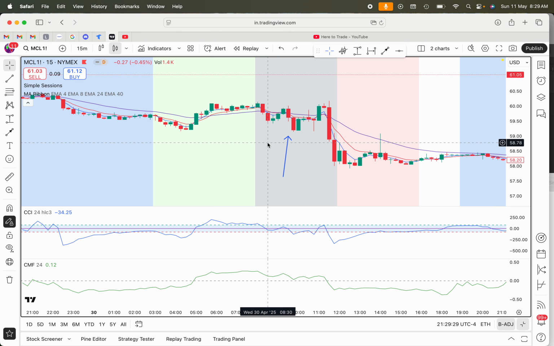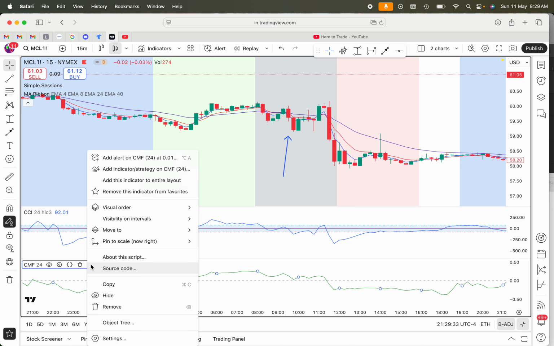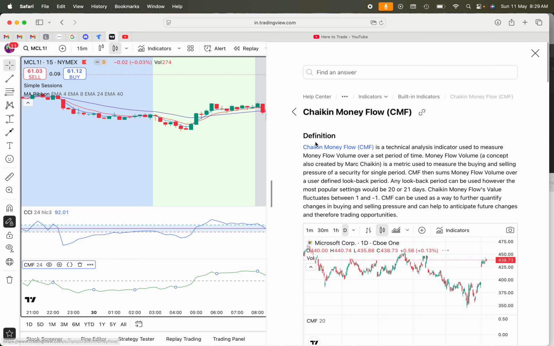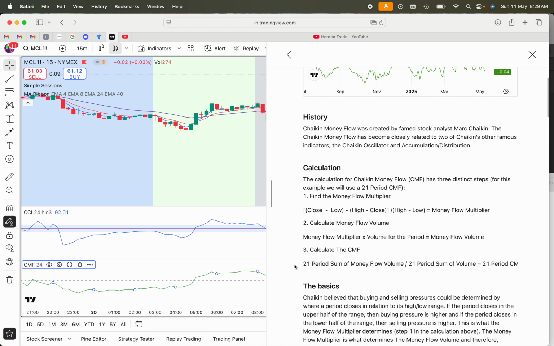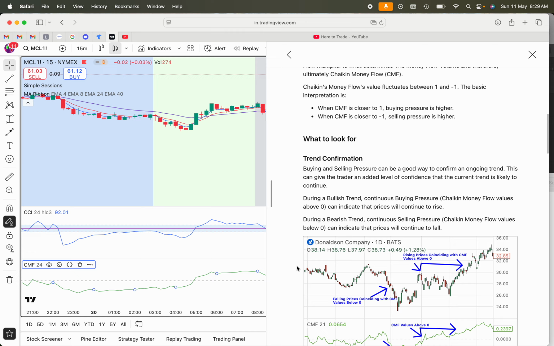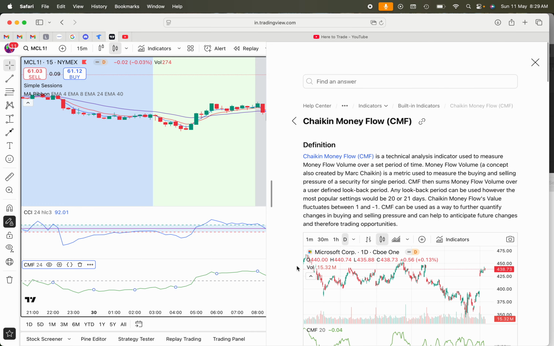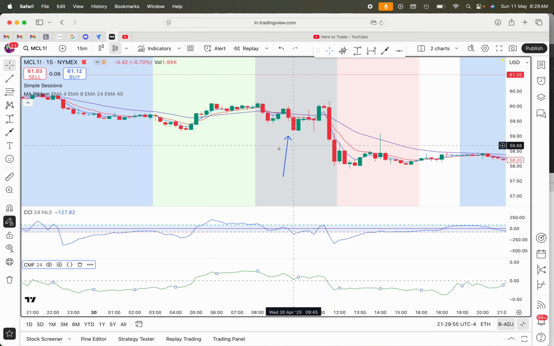In this video, we're looking at another indicator down below. It's called the CMF, otherwise known as the Chaikin Money Flow. Okay, this is TradingView. Just get in there and read all about it. You can get in here and it gives you everything you need. But the way we're looking at it today is using it in combination with the CCI.